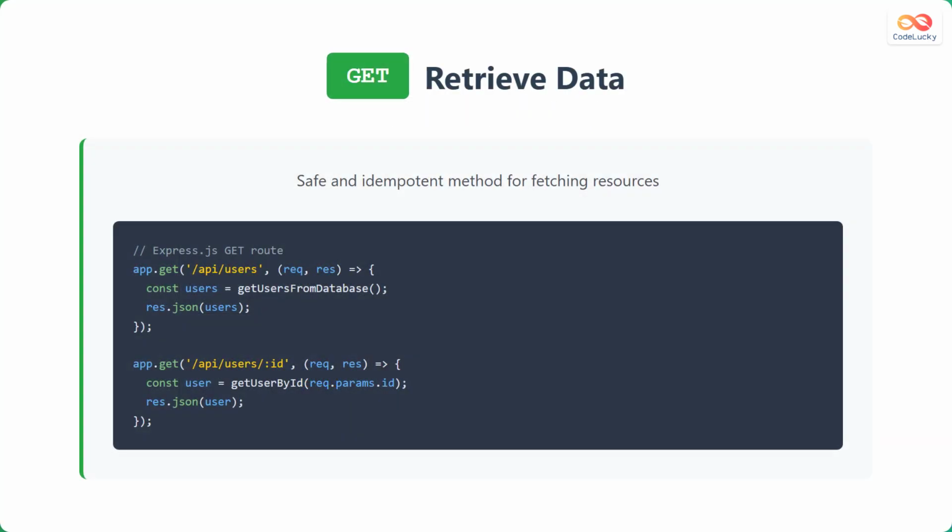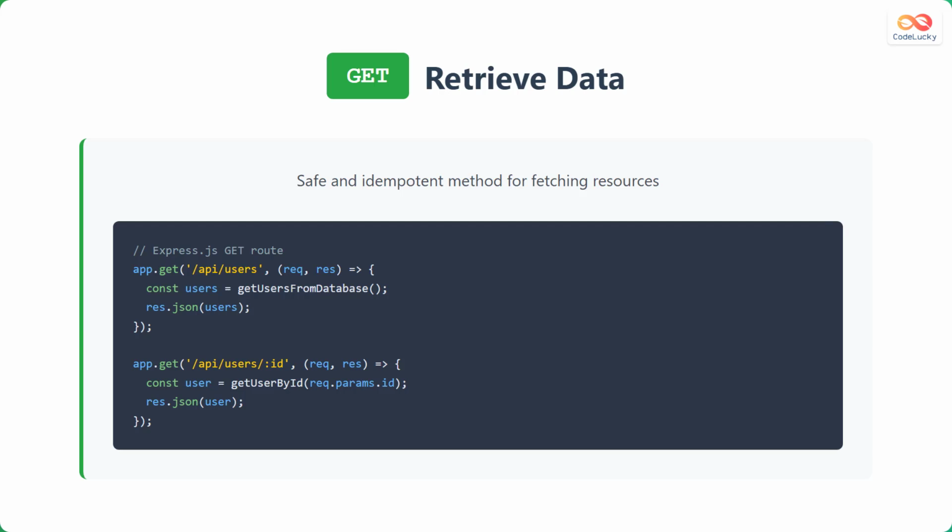The get method is primarily used to retrieve or fetch data from a server. It is considered a safe and idempotent method. Safe means that it doesn't modify any resources on the server, and idempotent means that making the same request multiple times will have the same outcome as making it once.